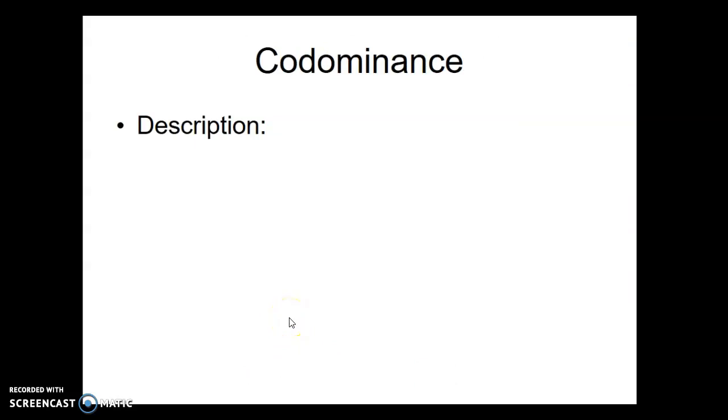Our next type of inheritance is called codominance. So take a look at these terms. The names of these patterns is pretty helpful. So if we think of co-owners of a store, for example, they're both owners. So codominance means we have more than one dominant. So 2 alleles are dominant.